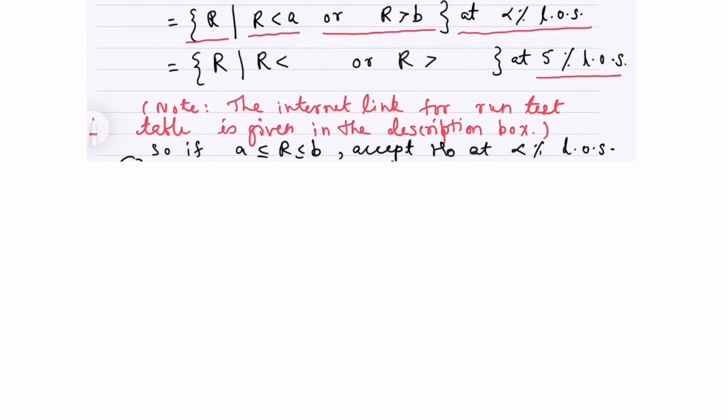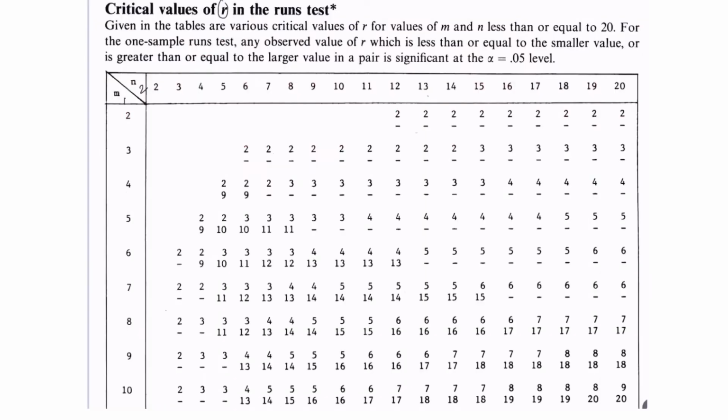At this level, how to see the values of A and B? Let us see that using the table now. Here is the table for N1 as 7 and N2 also as 7. The cross-sectional value is 3 and 13. Here 3 is the value of small a and 13 is the value of small b. Note that these are critical values of small r, which we denote by capital R, the number of runs.